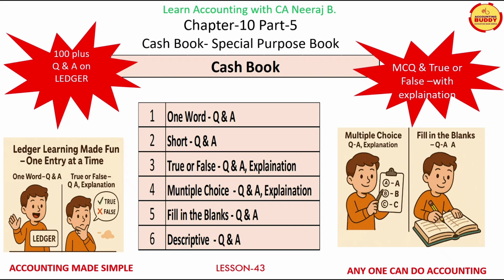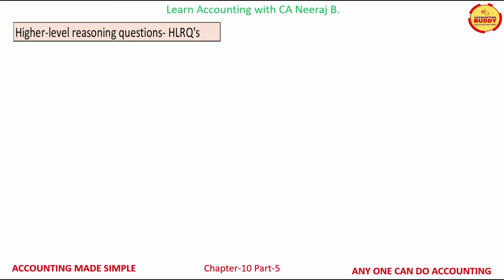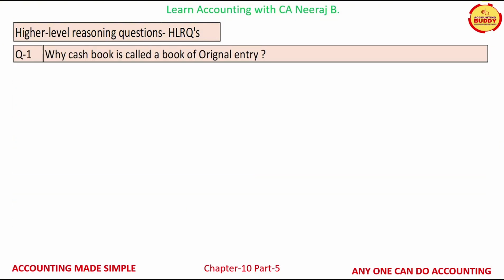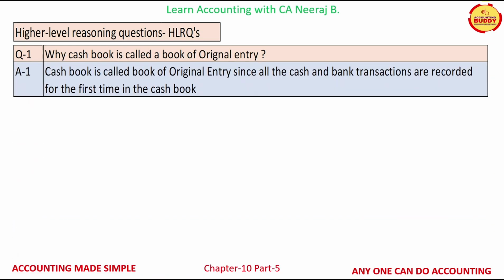Let's get started. In this section, we will answer few higher level reasoning questions. Question number 1 is why Cashbook is called a book of original entry? And the answer is Cashbook is called book of original entry since all the cash and bank transactions are recorded for the first time in the Cashbook.